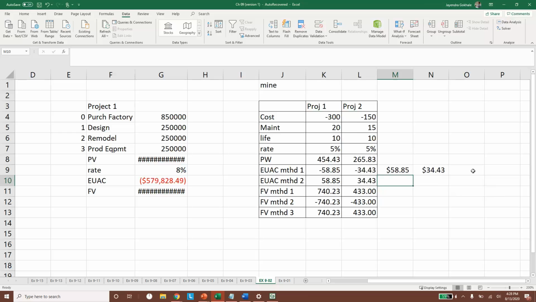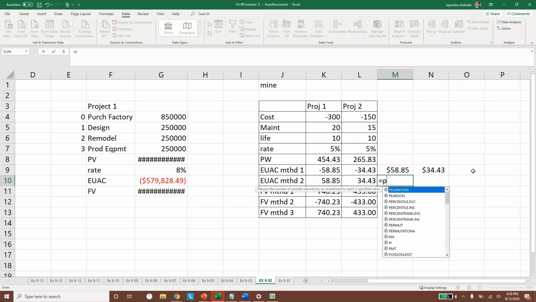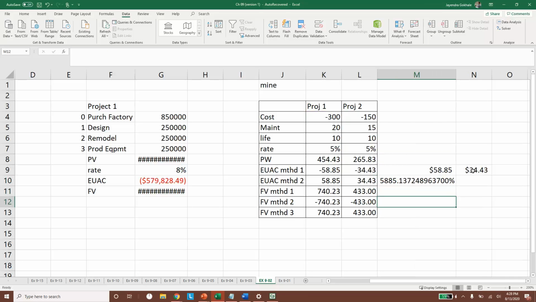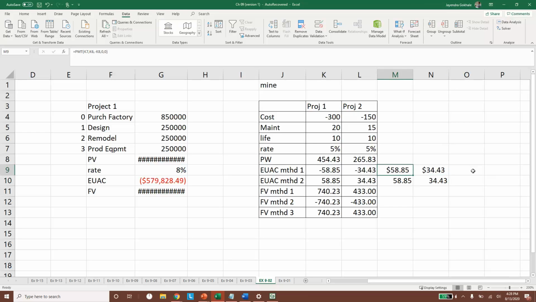The other one is just take the PMT of a rate, comma, the number of periods, comma, the present value. We just take the $300. So it's going to give me a positive PMT because I'm considering the present value as negative. So all I'll do is I'll just add the maintenance cost per year to this, and Control R. So same answer.